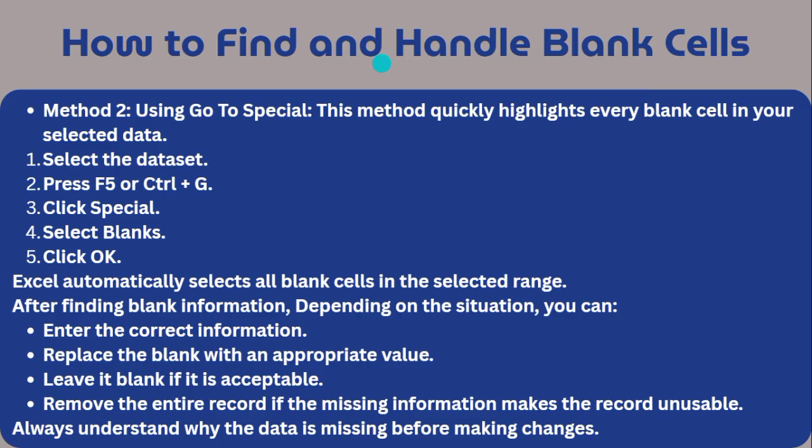After finding blank information, depending on the situation, what are the things you can do? You can enter the correct information if you know it. You can replace the blank with an appropriate value, that may be a guessed value. You can leave it blank if it is acceptable, if it won't affect your analysis. Then you can remove the entire record if the missing information makes the record unusable.